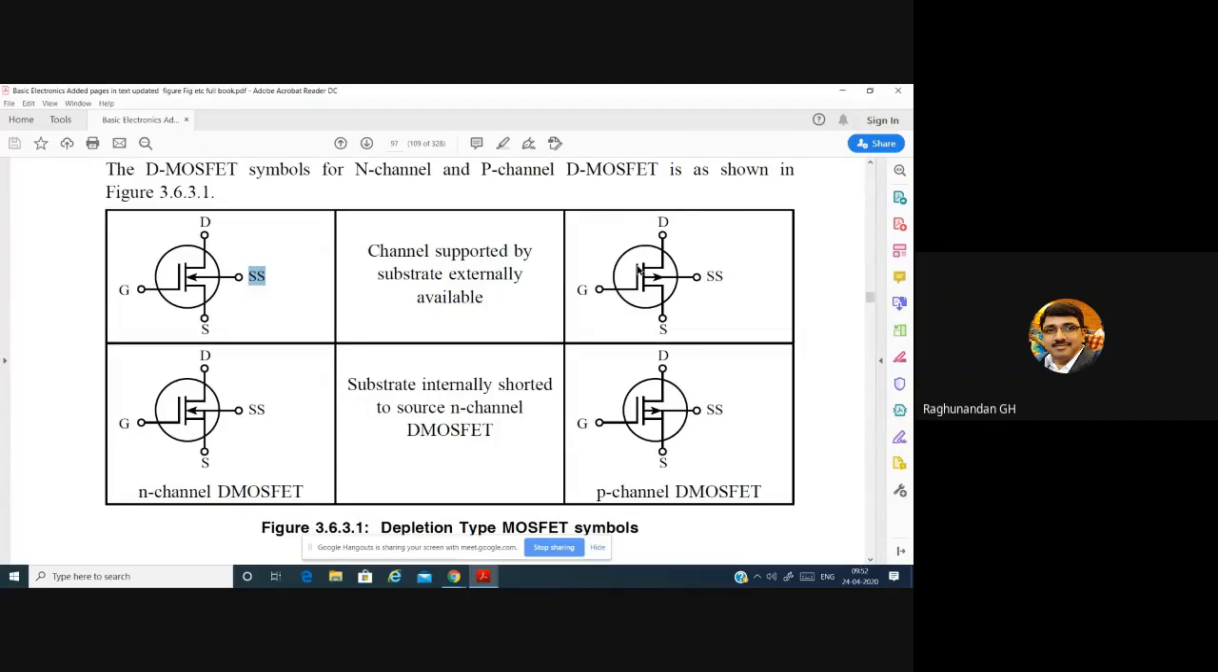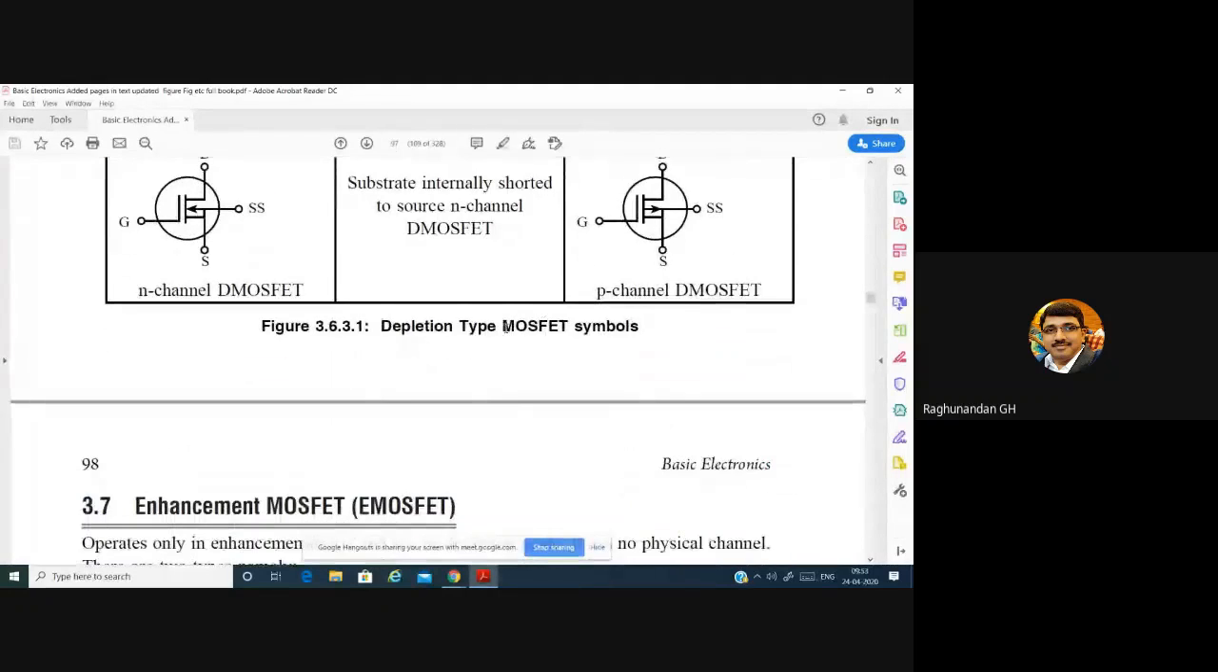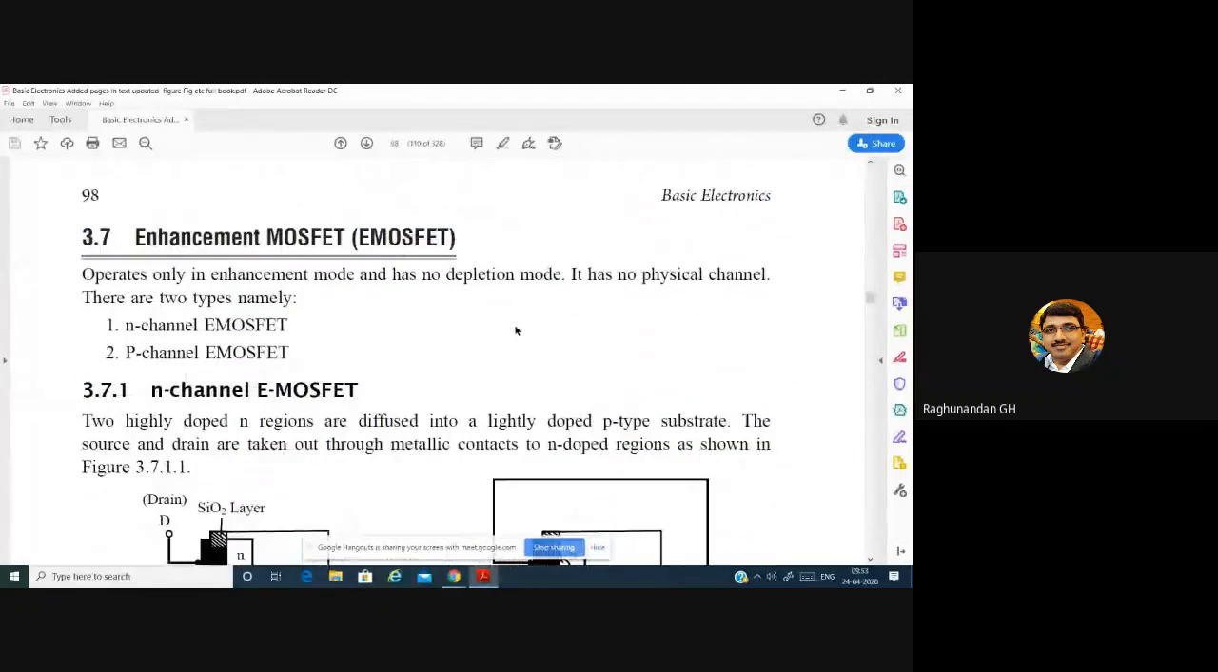And again, the gate, drain, and source don't have any connection, so there is a gap between them. And again, this is our shorted case, where the substrate is shorted with the source. Here, the substrate is kept open. This is the depletion type MOSFET. Next is the enhancement MOSFET, that is the E MOSFET.